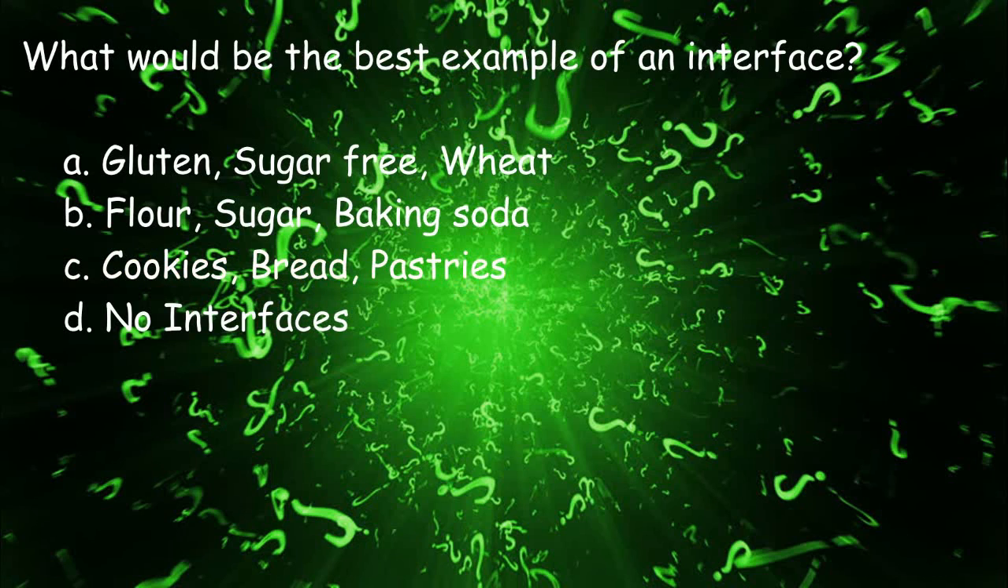Although, what would be the best example for an interface? A, gluten, sugar-free, and wheat. B, flour, sugar, and baking soda. C, cookies, bread, and pastries. Or D, no interfaces whatsoever. If you said A, you are correct. Interfaces cannot have any components that aren't abstract, so they are mainly used to further categorize previously existing classes. Sugar-free and gluten are perfect examples of this.